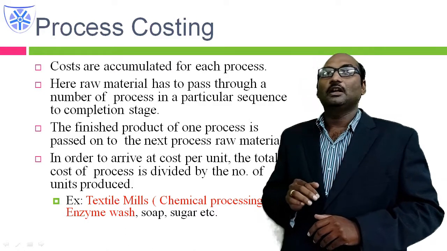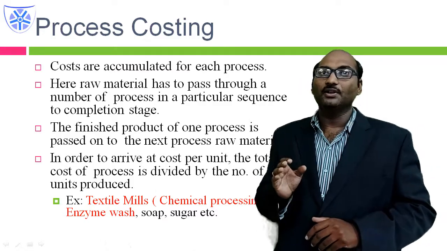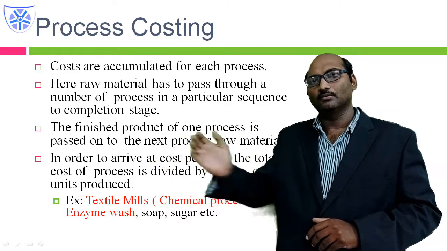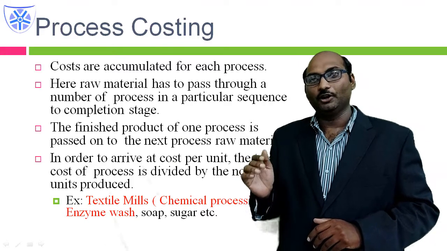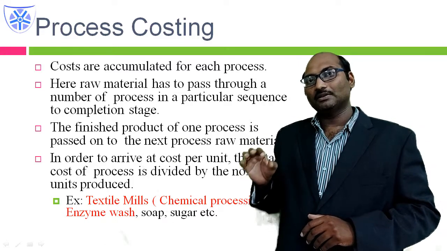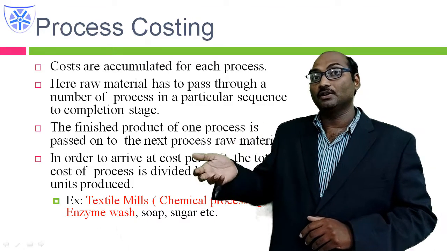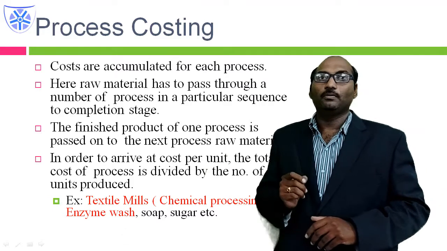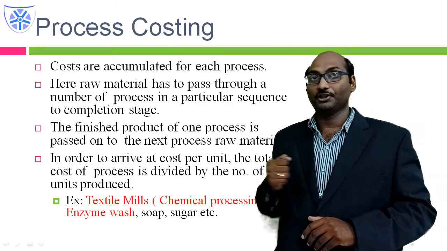In this case, the raw material has to pass through a number of processes in a particular sequence: desizing, scouring, bleaching. Whatever the processes are, these are mainly fixed. Sometimes mercerization may be an option. The finished product of one process is passed on to the next process as raw material.